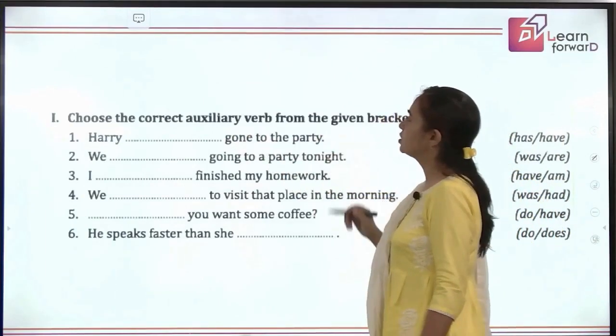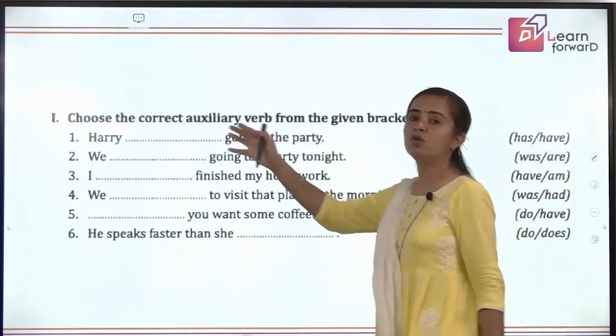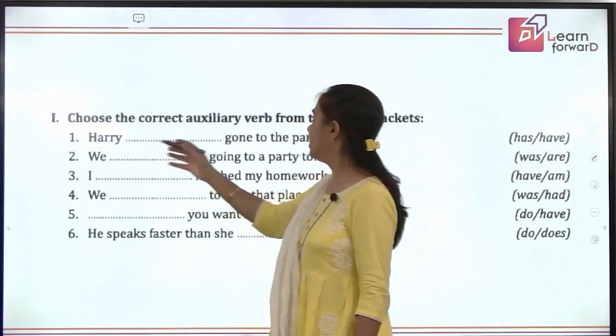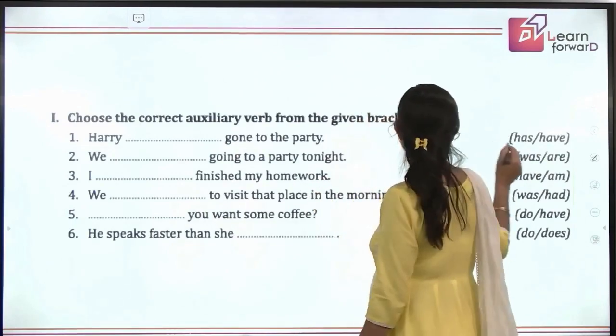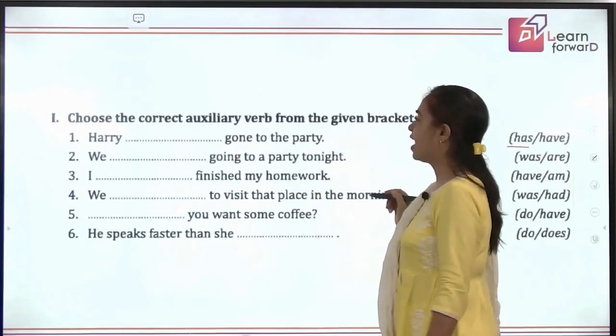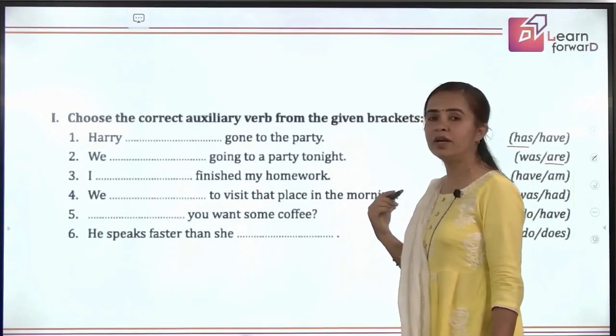So we have an exercise for you. Choose the correct auxiliary verb from the given brackets. You have these forms and we know which form should be used. Like, Harry dash gone to the party, has, will, come or have? Harry has, because it's singular. We dash going to a party tonight. Yes, perfect. So it's very easy, you can do.